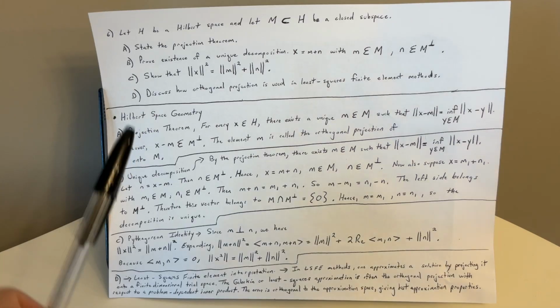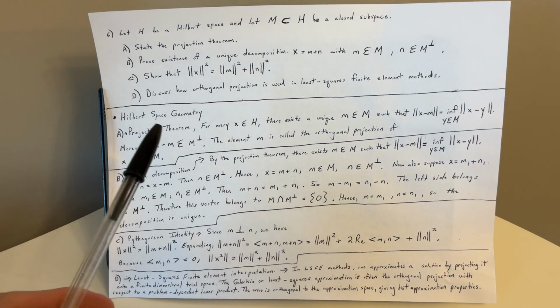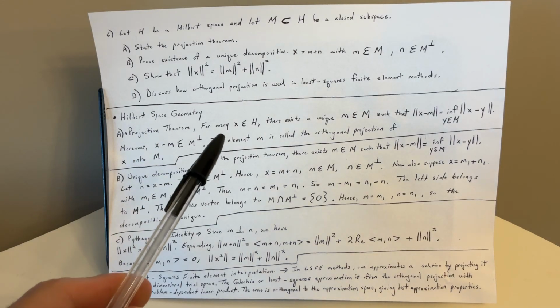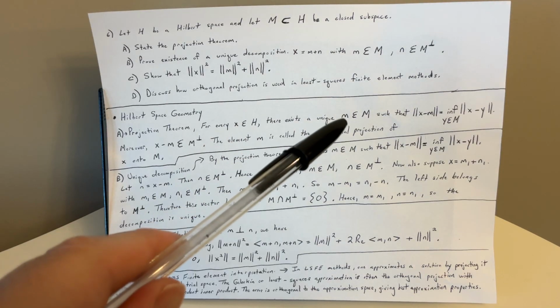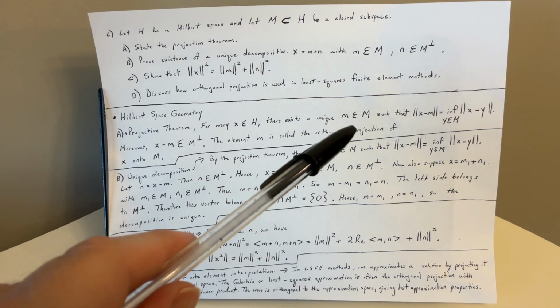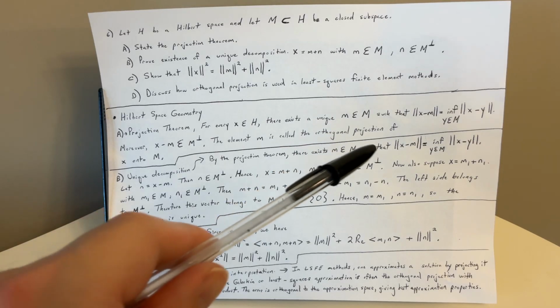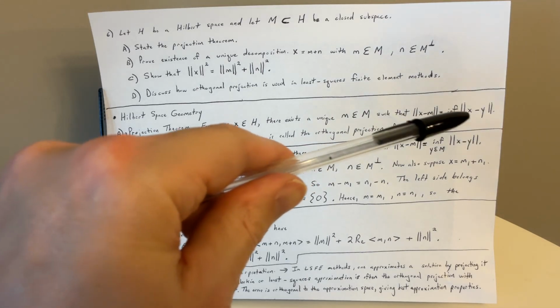Okay, so Hilbert space geometry, using the projection theorem: for every x that's an element of H, there exists a unique m, lowercase m, an element of capital M, such that we get the following.